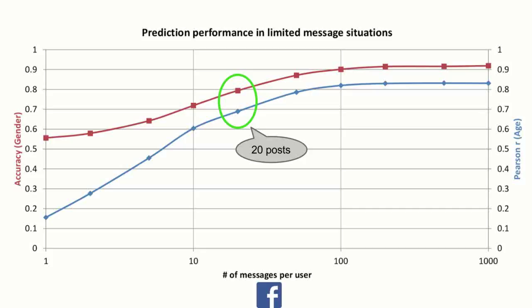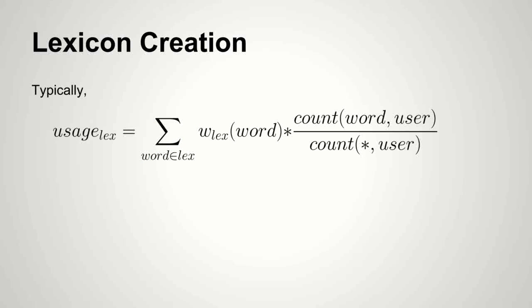Now that we have seen how well we can predict age and gender, let's see how these lexica were actually created. This next part is going to be a bit more technical and math-heavy. Don't worry if you don't completely understand everything. You can even skip ahead if you want.